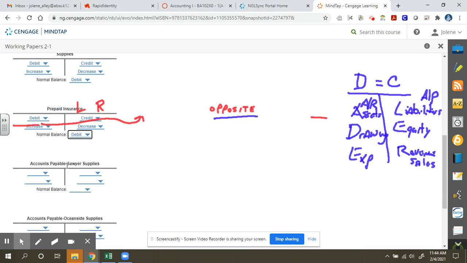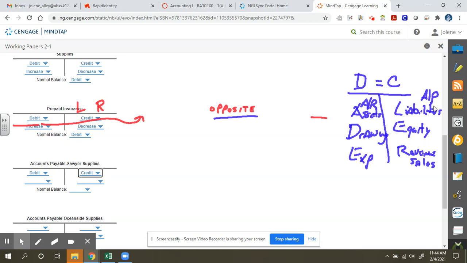The next one says accounts payable Sawyer Supplies. First of all, I know it's debit and it's credit. Those can't change. But this is an accounts payable. This means that we owe money to Sawyer Supplies. We took their supplies and we gave them an IOU that we would pay them later. And that makes it a payable. This is kind of like a loan. They loaned us this stuff until we pay them back.